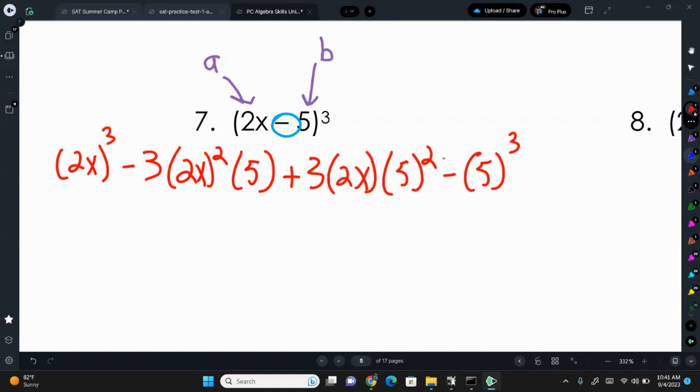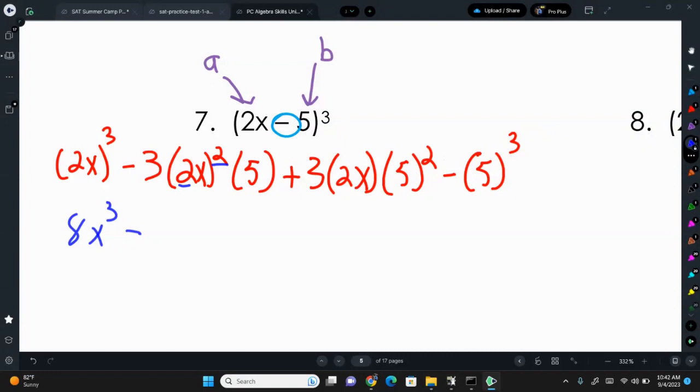So you're going to see that this is going to take significantly less time than writing it all out, but I also understand that if you forget the rule, you need to have a backup, so writing it all out would still get you the same answer. So 2x to the third power, 2 to the third power is 8, so we have 8x to the third, minus 3 times 2 squared. So we have to do 2 squared first, which is 4.